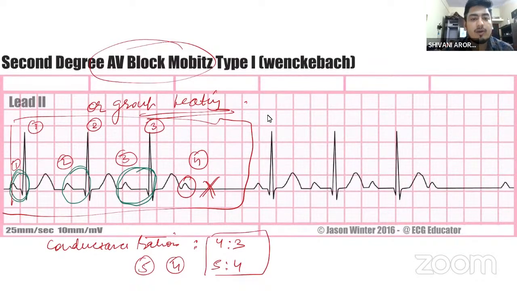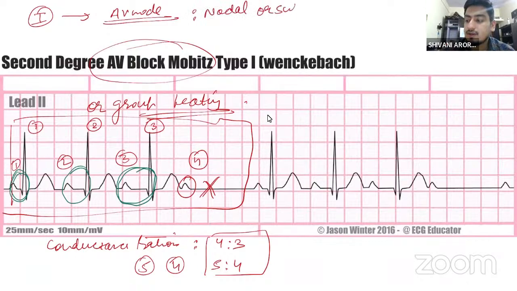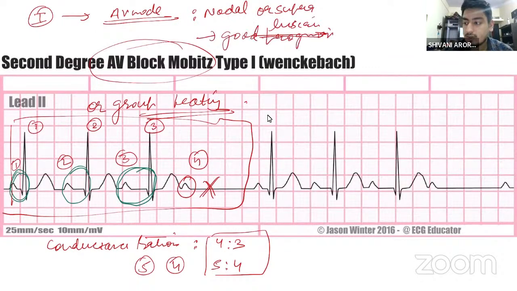Another important thing about Mobitz type 1 block is that most of the time it is at the level of the AV node. So again, it is a type of nodal or suprahisian block. So this would have a good prognosis. And the second thing is it will respond to atropine, and it can be reversible.